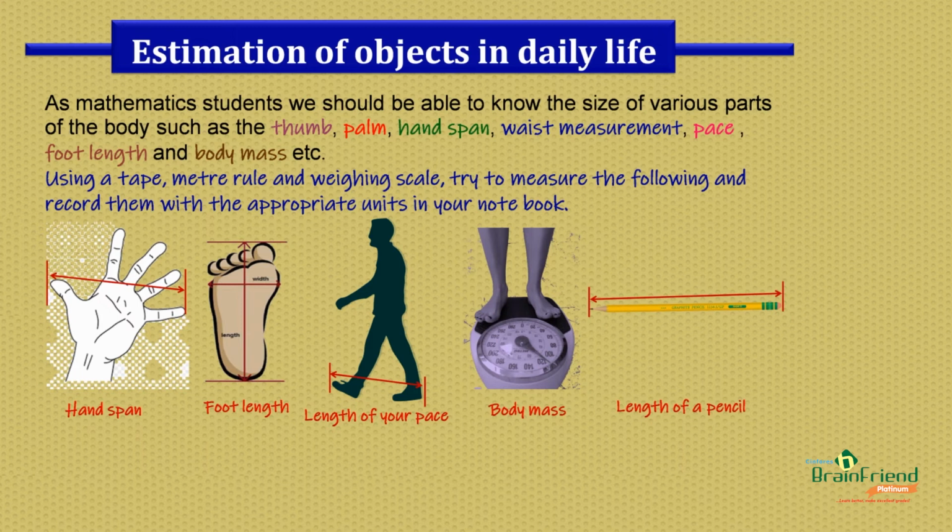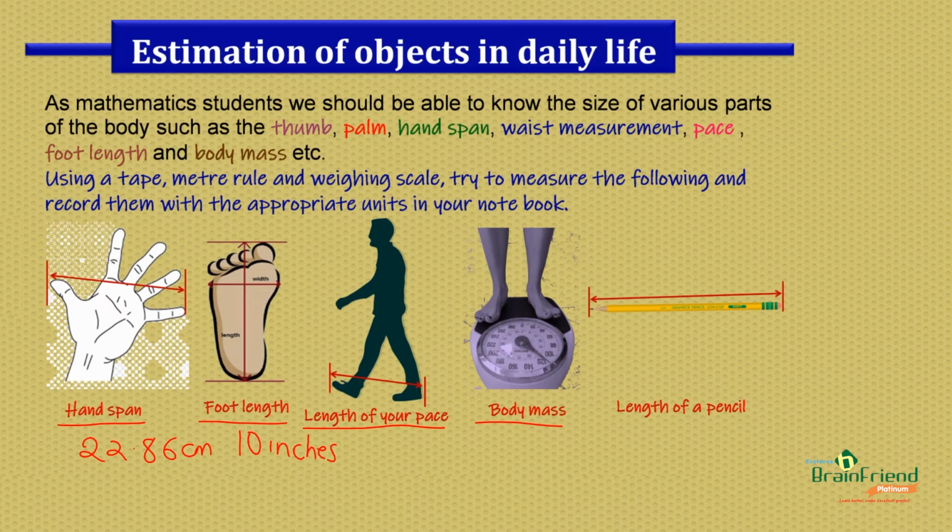As math students, we should be able to know the size of certain parts of our body. For example, our hand span, our foot length, the length of our pace, our body mass, and so on. I'm going to just write out some estimated values of these measurements when taken. For example, a hand span can be 22.86 centimeter. A foot length can be 10 inches.